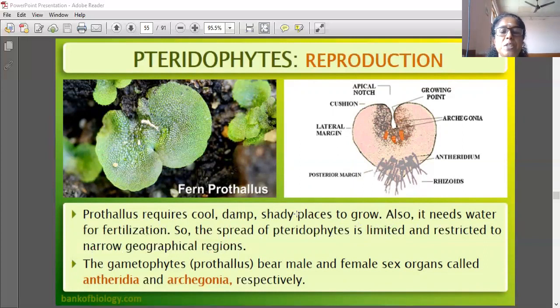The gametophytes bear male and female sex organs called antheridia and archegonia respectively. The male sex organ is the antheridium. This is the gametophyte, bearing antheridia and archegonia respectively.